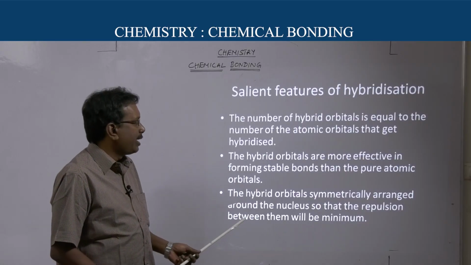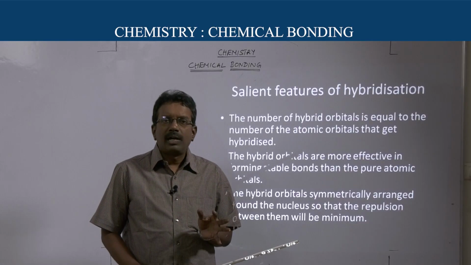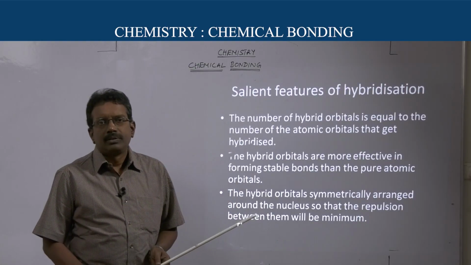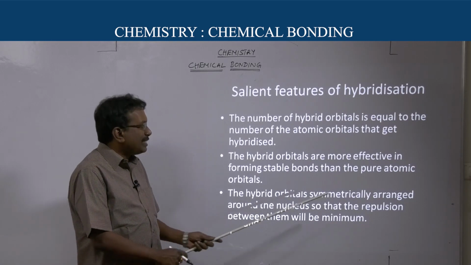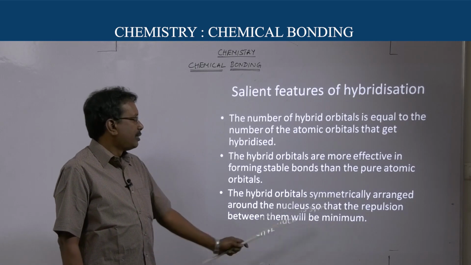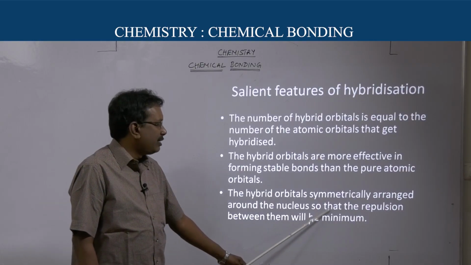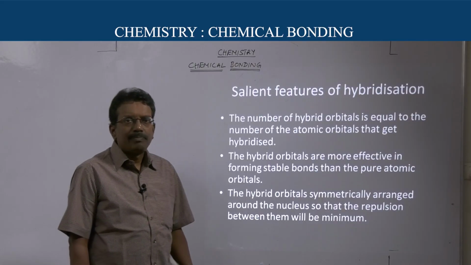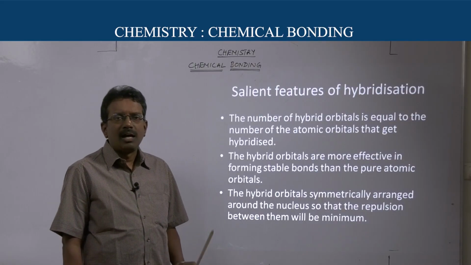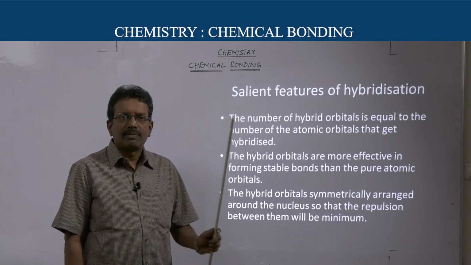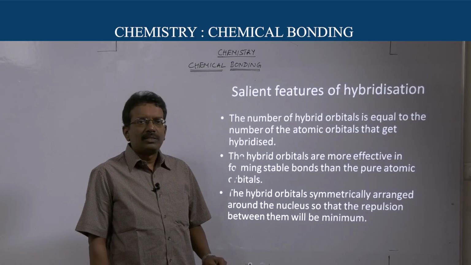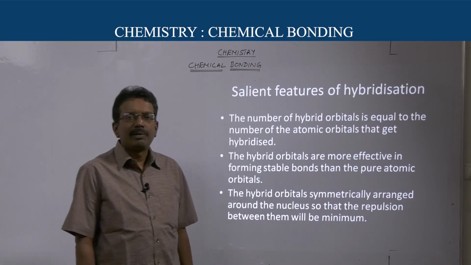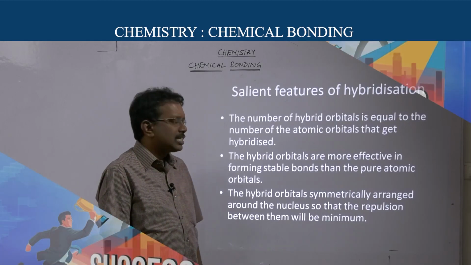So they are arranged around the central atom in such a way that the repulsions between them are minimum. So the hybrid orbitals are symmetrically arranged around the nucleus so that the repulsion between them will be minimum. This is a very, very important point related to stability of the molecules. The electron pairs or the hybrid orbitals always occupy some space around the nucleus of the central atom. What type of space they occupy means such that they acquire minimum repulsions. If they acquire minimum repulsions, automatically they acquire maximum stability.